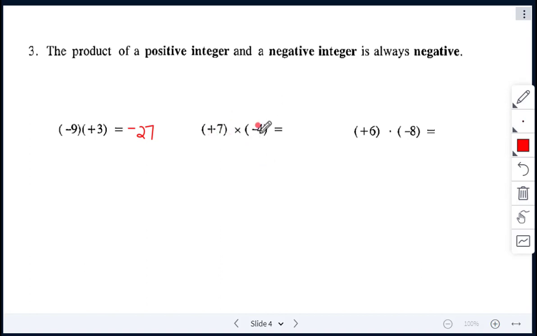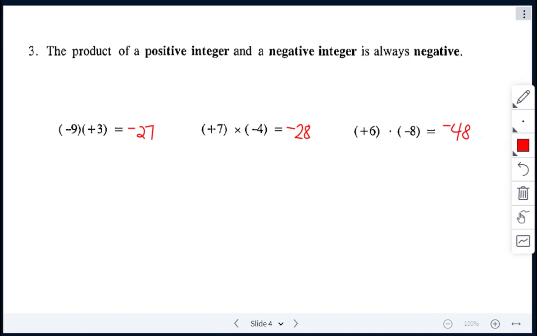All right, next example, we have a positive 7 multiplied by a negative 4. So again, it's a positive times a negative, so our answer will be negative 28. All right, here, positive 6 times negative 8. Again, it's a positive integer multiplied by a negative integer, so our answer will be negative 48. All right, so the only time you'll end up with a negative answer when you're multiplying is if one number is a positive and one number is a negative.